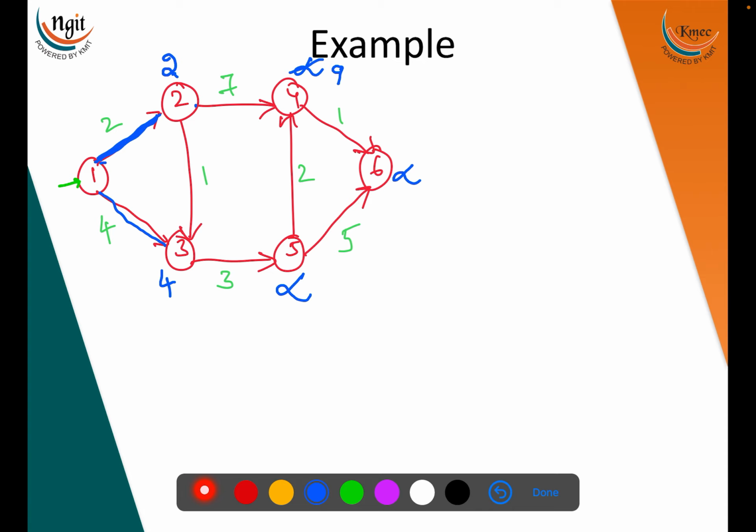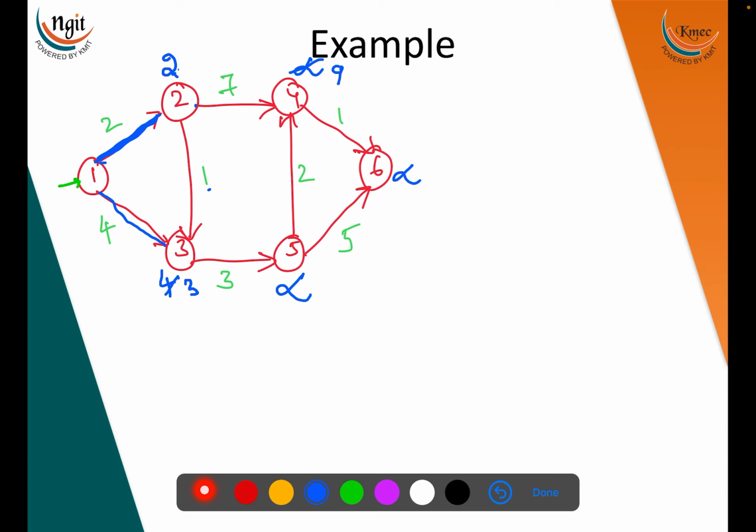You can see this also, that if I travel from 2 to 3, then it will be 1. Now it is 2, and 2 plus 1 is 3. So here we have 4 and 3. Which is the shortest path? 3 is the shortest path. Now we'll update this value, which is 3.